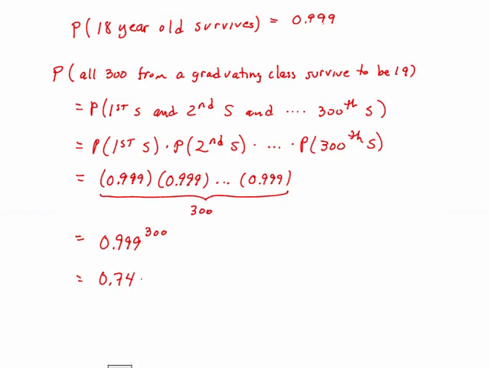Agree? So basically what I'm saying is if we looked at 100 different high schools with a graduating class of 300, about 74 of those high schools would have all 300 students survive. Which means that about 26 of the high schools will not have all 300 students surviving, or put another way, at least one of them does not survive.